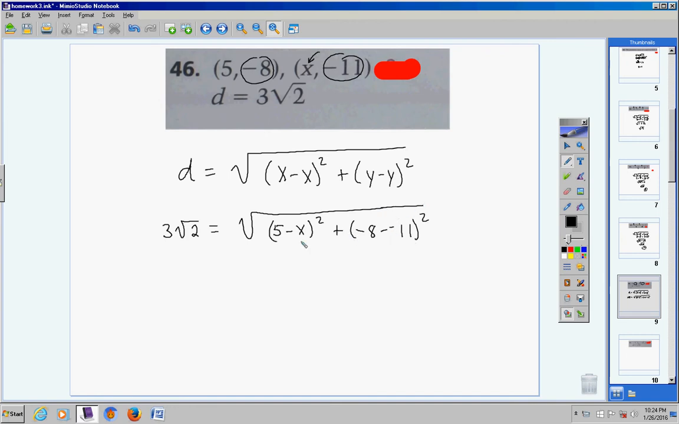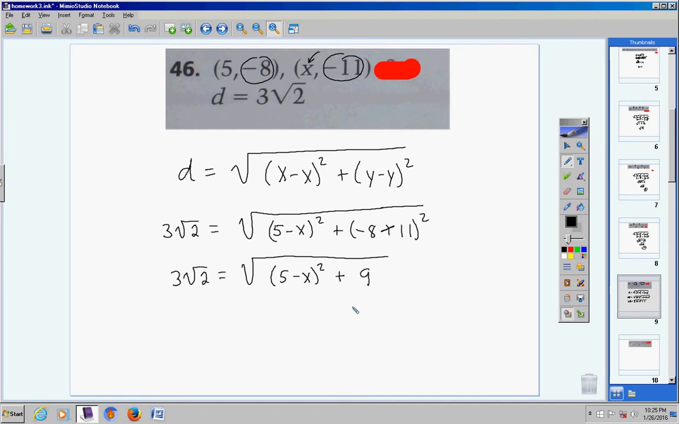Now let's do a little simplifying here under the radical real quick. First of all, 5 minus x, there's not a lot I can do, okay? However, I can do some simplifying here. Negative 8 minus a negative 11. Remember, we're solving for x, okay? So let's first simplify as far as we can, then we'll go from there. Negative 8 minus a negative 11 is negative 8 plus 11. Well, that's 3. And 3 squared is 9. So that's about as far as I can go.